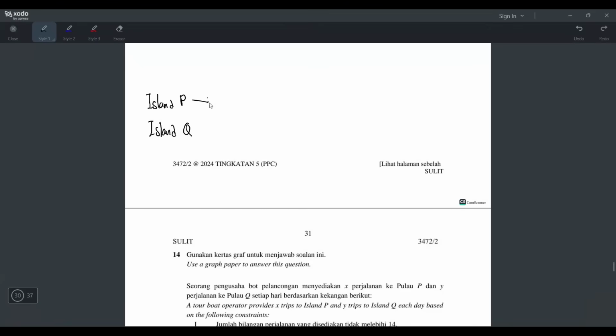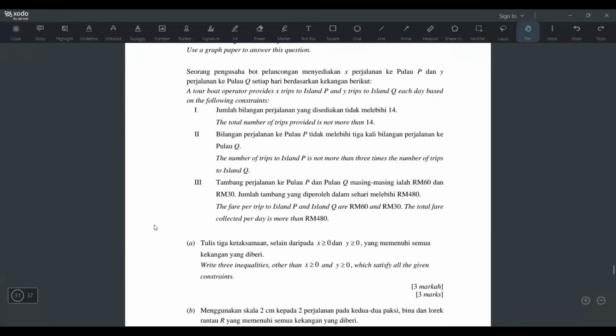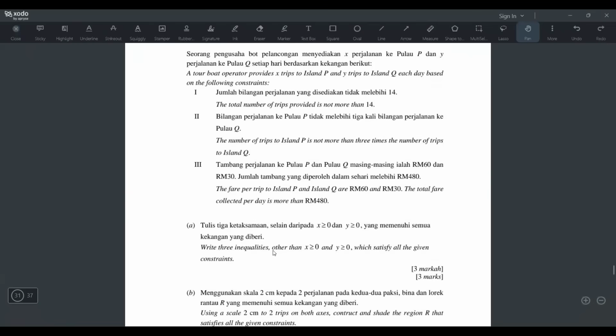So for island P is X, for island Q is Y, and what the XY represents is the number of trips. Okay, the number of trips, right? Okay, and then they give you 1, 2, 3 here. And then for A, they want you to write three inequalities other than X greater than 0, Y greater than 0, which satisfy all the given constraints.